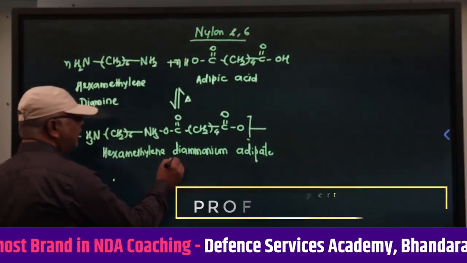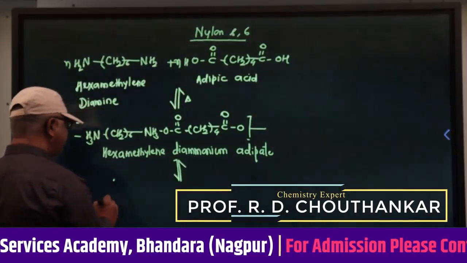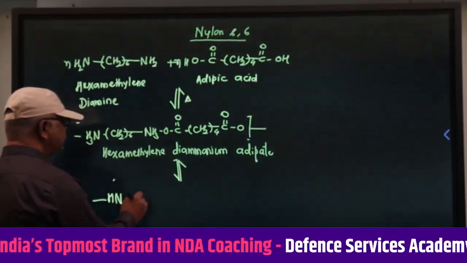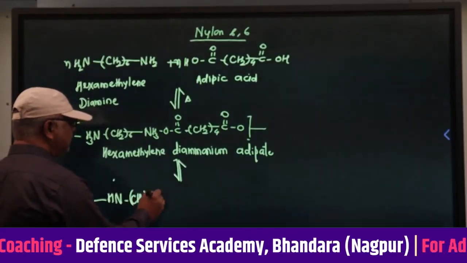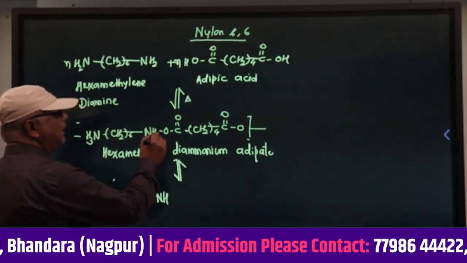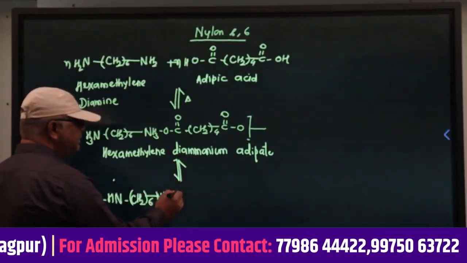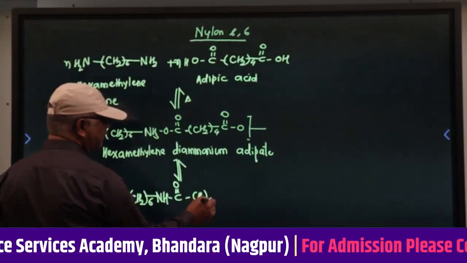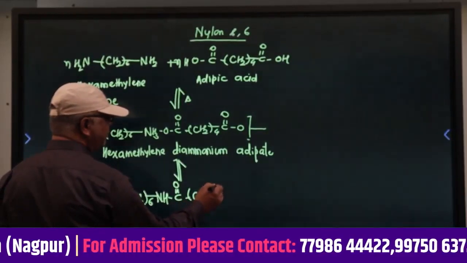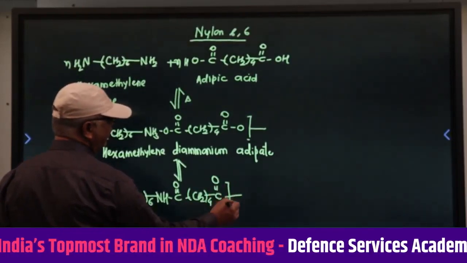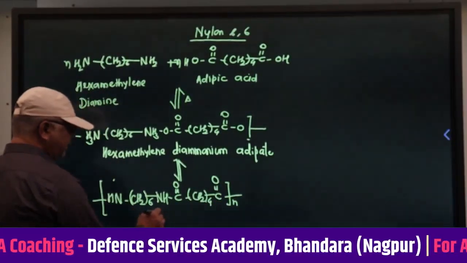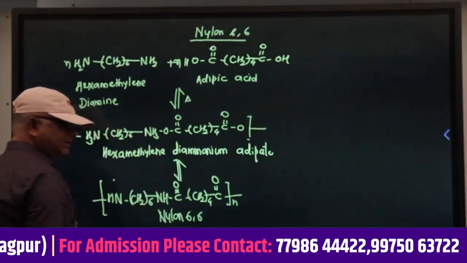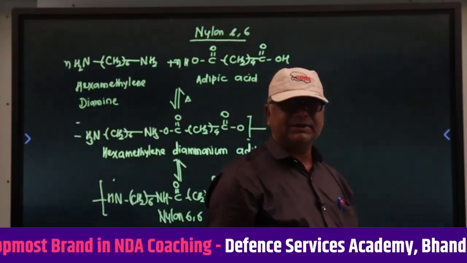Therefore, on condensation, it produces NH, CH2 by 6, again NH, because the water molecule goes out, C double bond O, CH2 by 4, and this C double bond O by N. And this is nothing but nylon 6,6. Why is this called nylon 6,6?